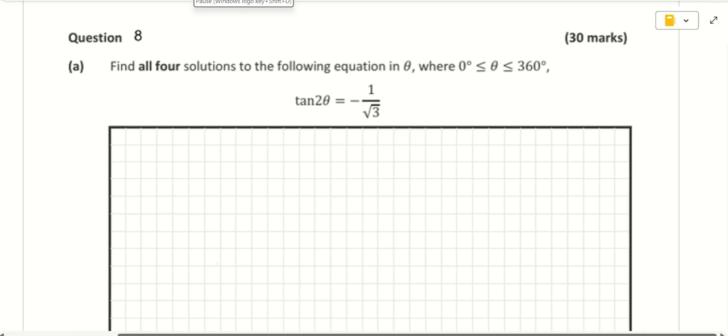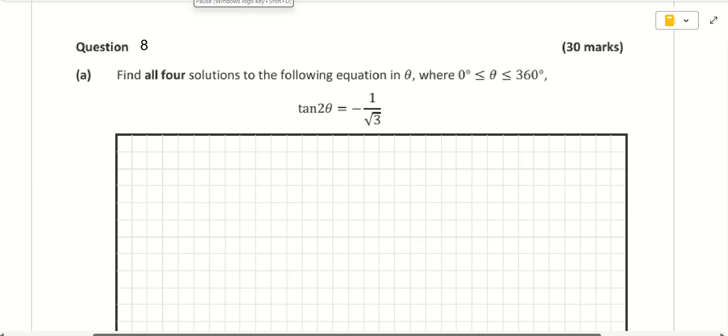Okay, and question 8, we're nearly there now. We've just got some trigonometry to finish off. I actually remember this question. I wasn't that happy with it when I was correcting it. It was a bit all over the place. The second bit was nearly more hairy in volume. But anyway, so all 4 solutions.